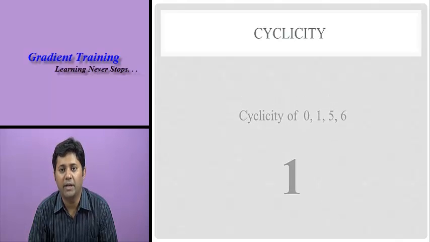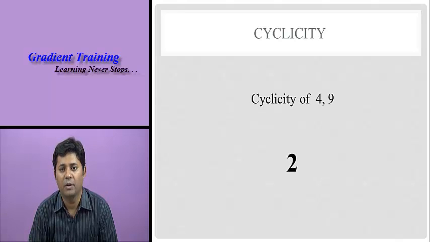The cyclicity of the remaining digits, which are 4 and 9, is 2. Every even power of 4 will end with 6. Every odd power of 4 will end with 4 itself. For example, 4 to the power 1 is 4, 4 to the power 2 is 16, the last digit is 6, 4 cube is 64 and so on. Similarly, every odd power of 9 will end with 9 and every even power of 9 will end with 1.